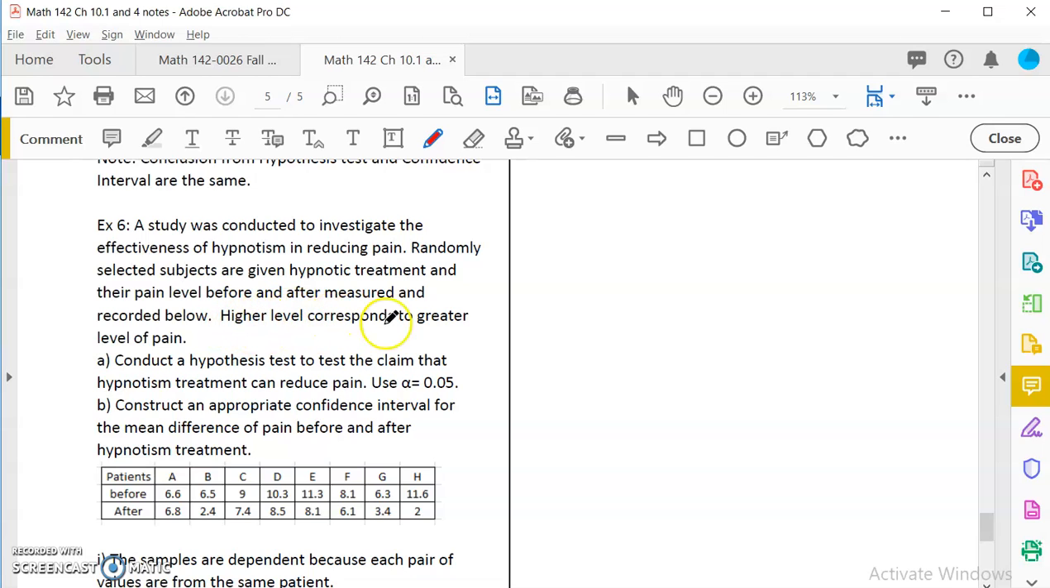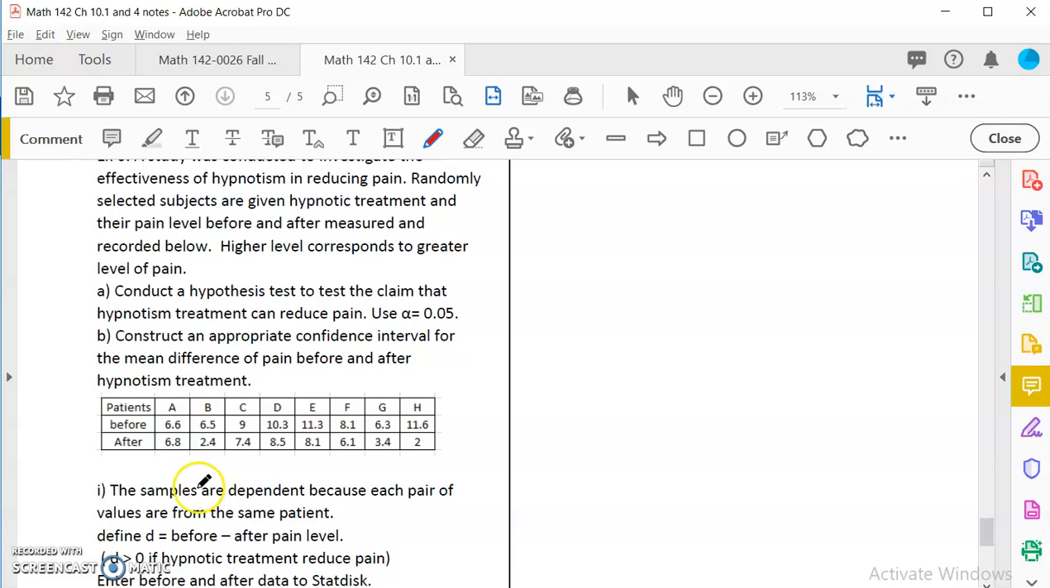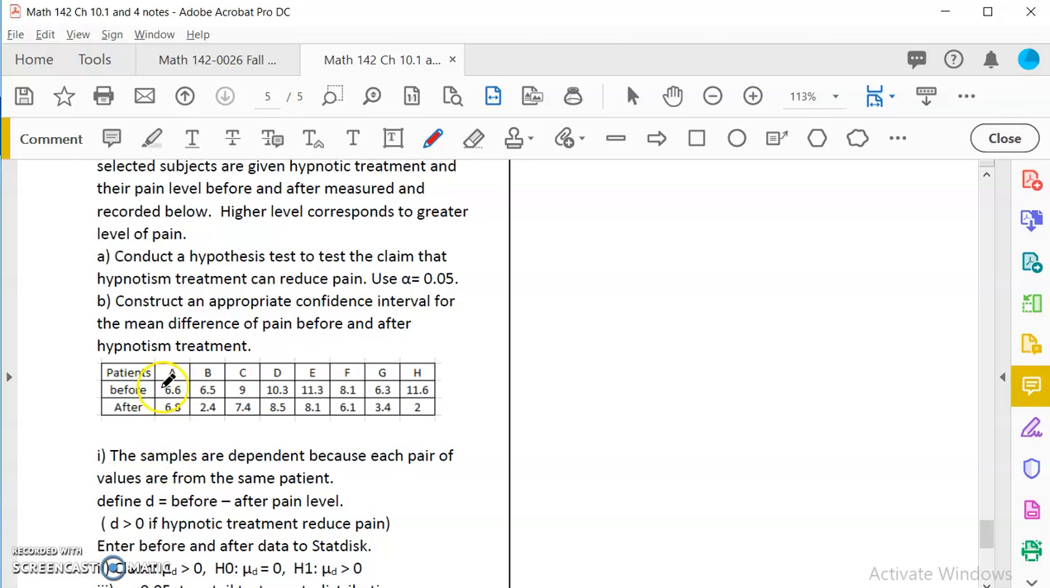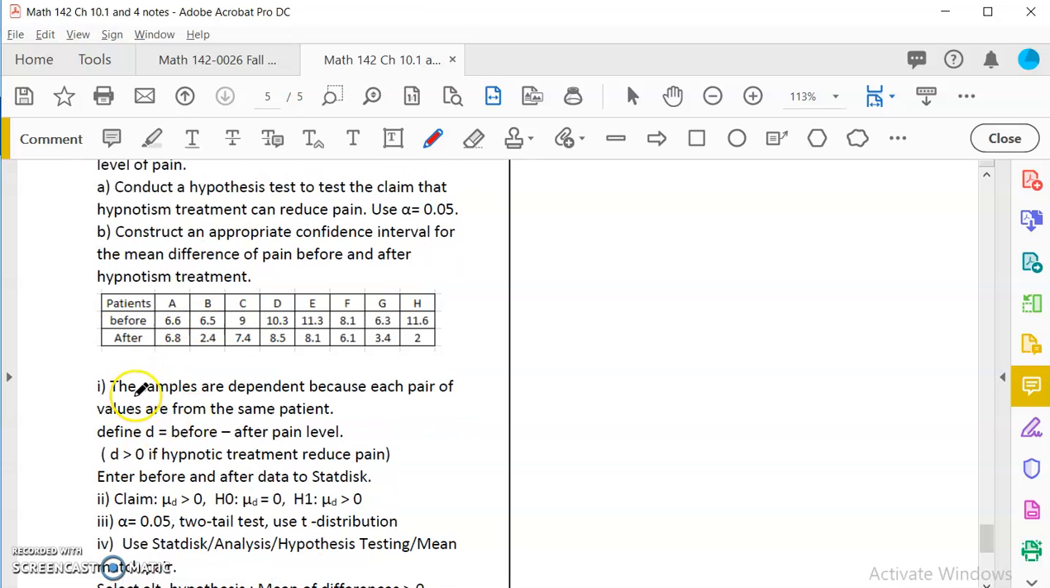A higher level corresponds to a greater level of pain. So if they have higher pain before and lower after the treatment, that would be effective, right? They want to conduct a hypothesis test to test the claim that the hypnotism treatment can reduce pain. When we say reduce or lower, we kind of think of less than, right? So should my claim be before is less than after? That doesn't make sense. If before pain is less than after pain, that means your pain level increased, right? So it should not be a less than. Let's look at how to set it up.